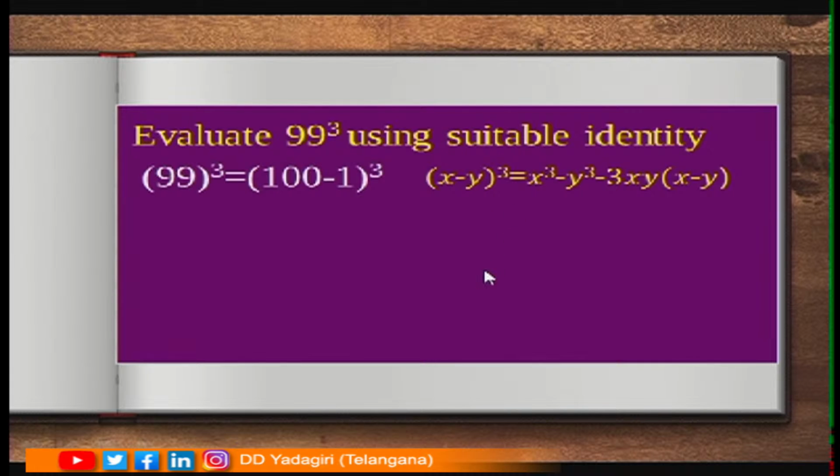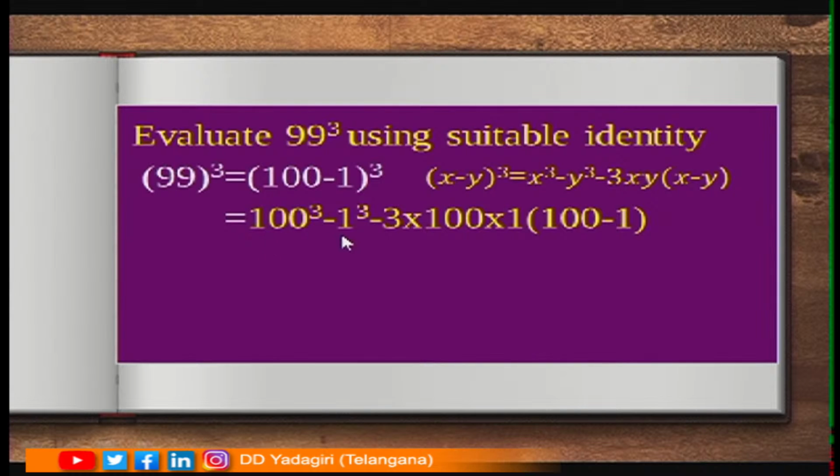So, x minus y whole cube is nothing but x cube minus y cube minus 3xy into x minus y. So, here children, what is the value of x and what is the value of y? You can compare here. The value of x should be 100, the value of y should be equal to 1. So, you can use the formula here as 100 cube minus 1 cube minus 3 into 100 into 1 into 100 minus 1.